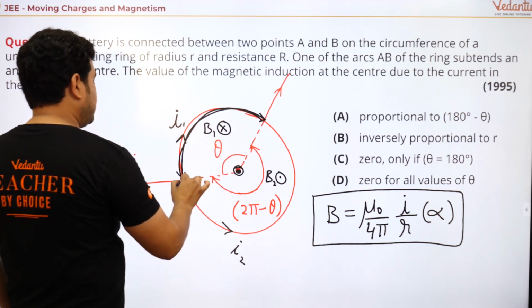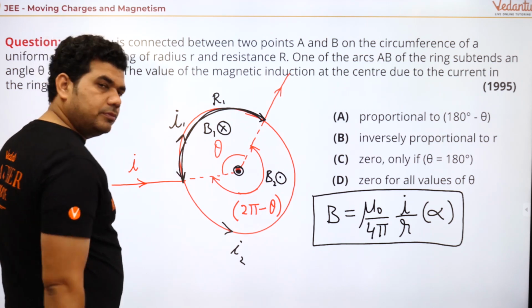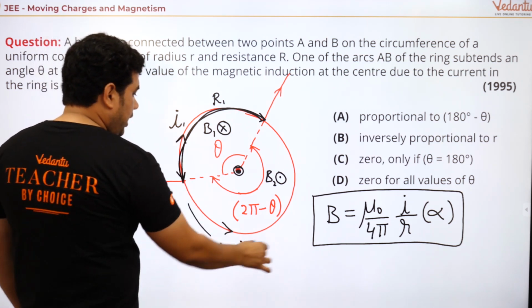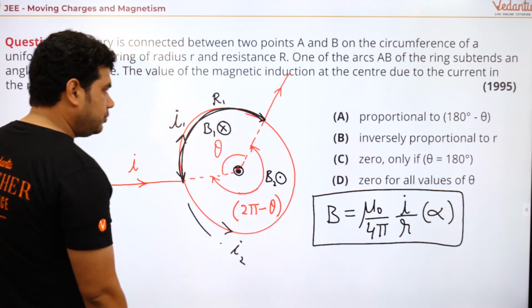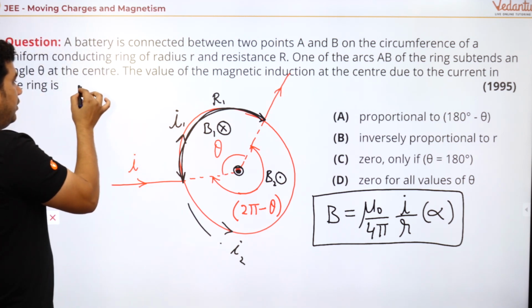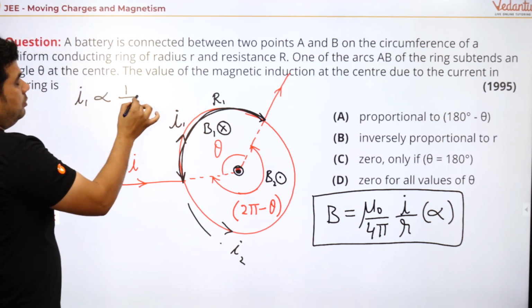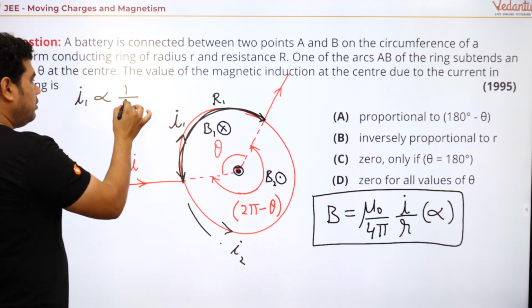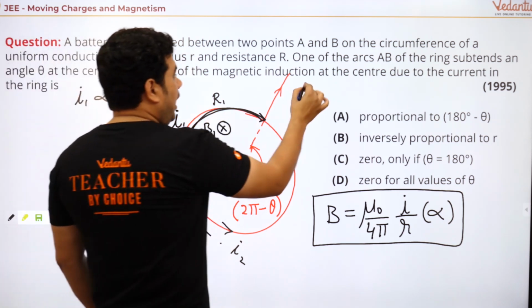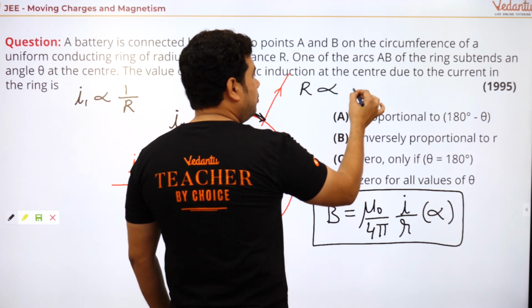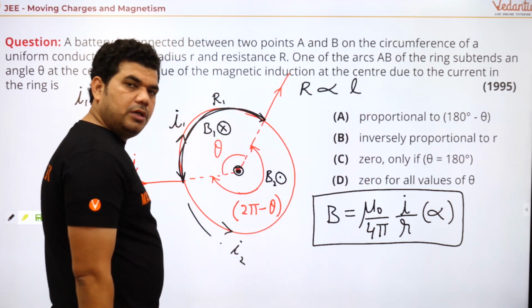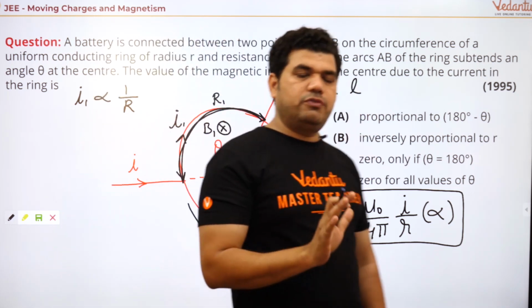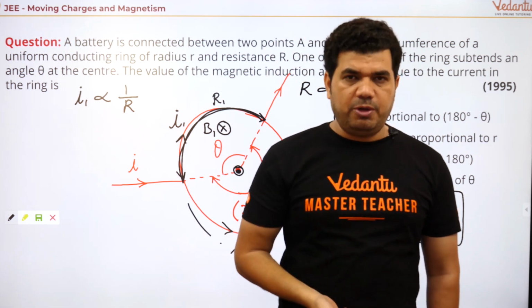section has resistance only R1 and this section has resistance only R2, and you know that I1 is inversely proportional to R. But R is directly proportional to L. Resistance is directly proportional to length of the wire. R is equal to rho L upon A. That is the formula for the resistance.